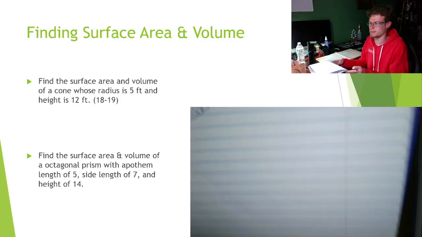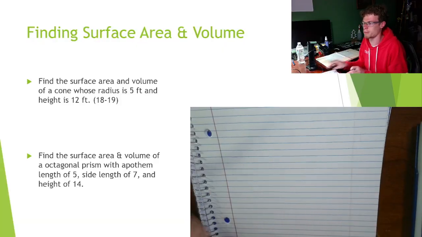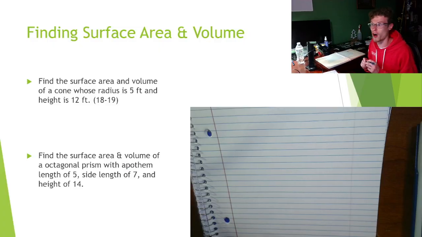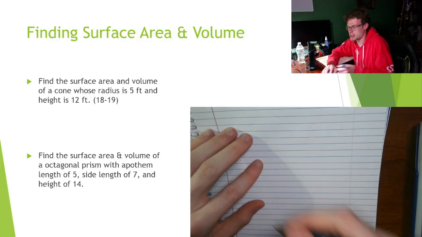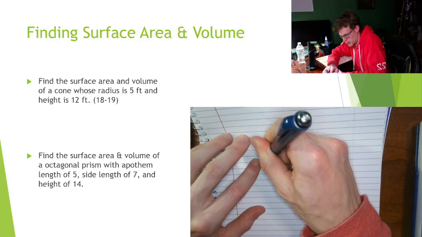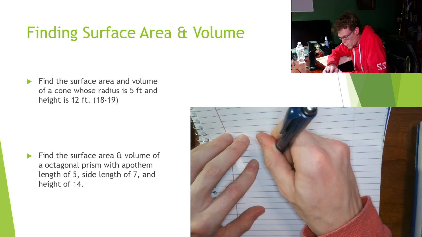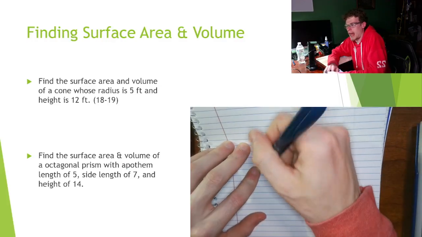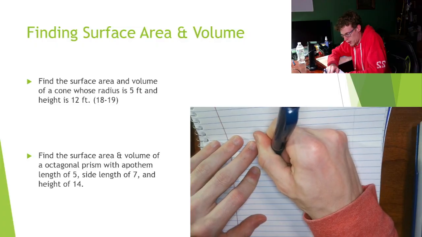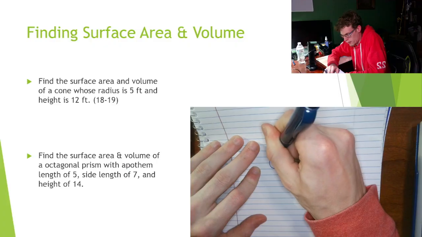All right. Next, we're going to do a couple more surface area and volume problems. Find the surface area and volume of a cone. Now we are dealing with cones again. Cones are a little bit different. First of all, with this one, we know that the cone's radius is 5 feet and the height is 12 feet. So let's draw that on our piece of paper here. 5 feet. And then our height going up the cone is 12 feet.